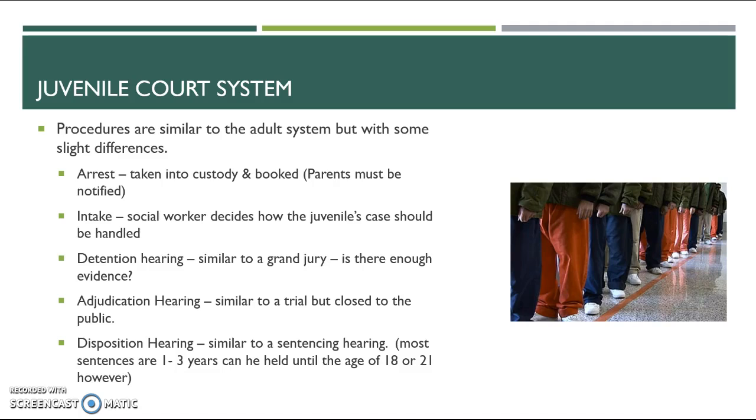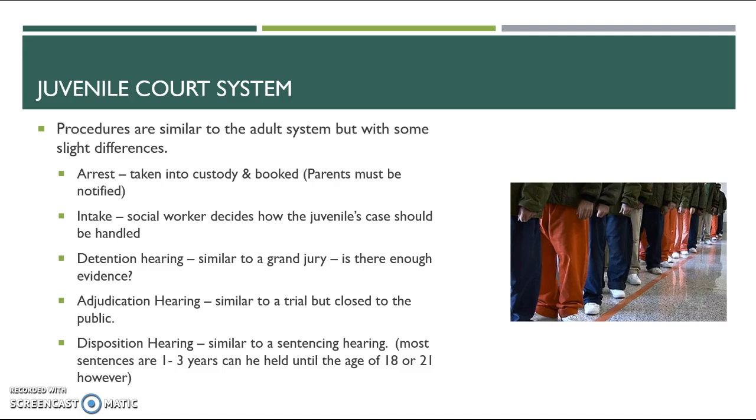Up next is called the detention hearing. And this is similar to a grand jury. Basically, they're trying to decide if there's enough evidence to proceed. When we get to the real trial, it's called an adjudication hearing. It's very similar to a normal trial, but the big difference is because the person is a juvenile, it's closed to the public. All the records are sealed, and they're not going to be opened.